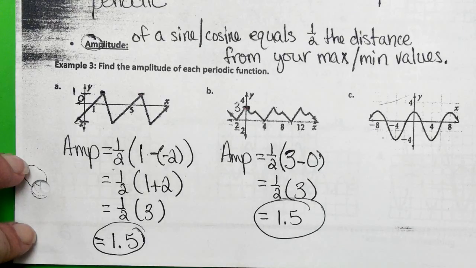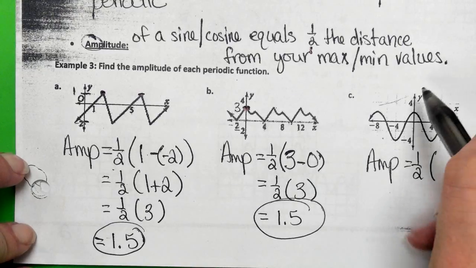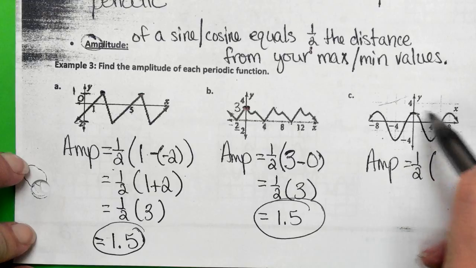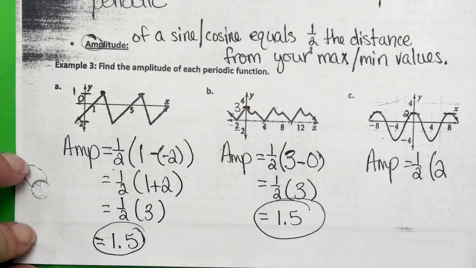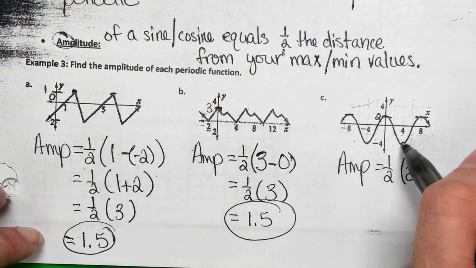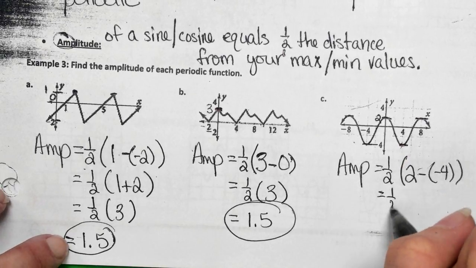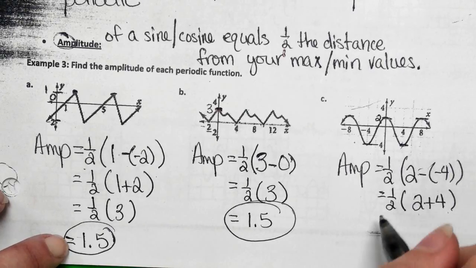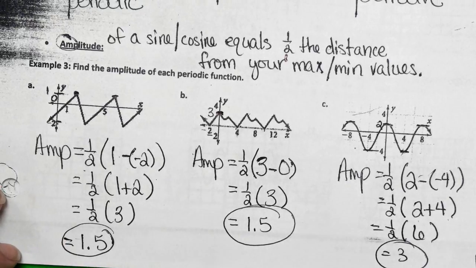Always. It is half the distance. Yeah. All right, last one. Here we go. So it's half the distance from your maximum, which looks like it's counting by 2. So this looks like it is at 2. If you need to write a little 2 right here on your graph, you can. So it's 2, subtract your minimum value. What's your minimum value down here? Negative 4. So it's 1/2 of 2 plus 4, which is 1/2 of 6, which gives you 3.